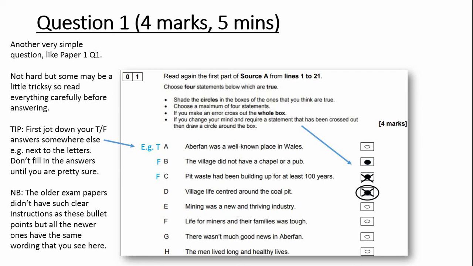Don't choose more than 4 statements. For the ones that you think are false, you leave blank. You don't have to do anything in those boxes at all. So quite straightforward once you get your head around it. Make sure you know how that should be answered.